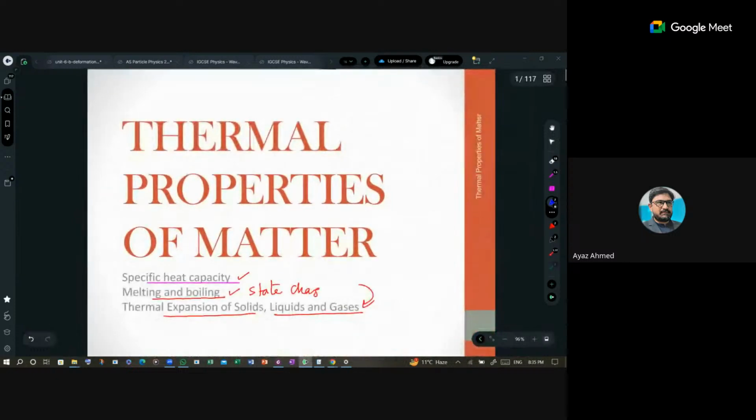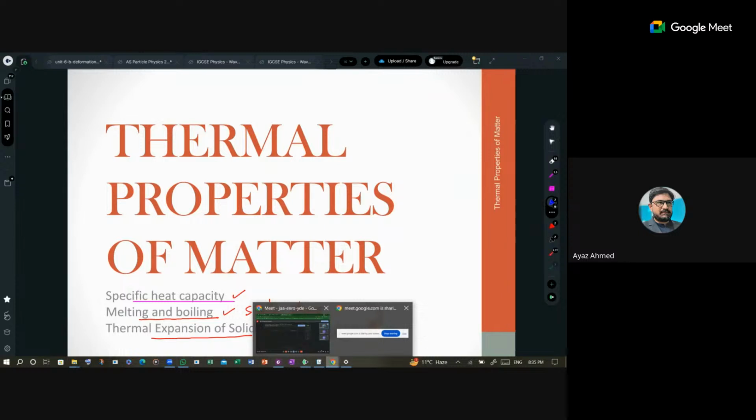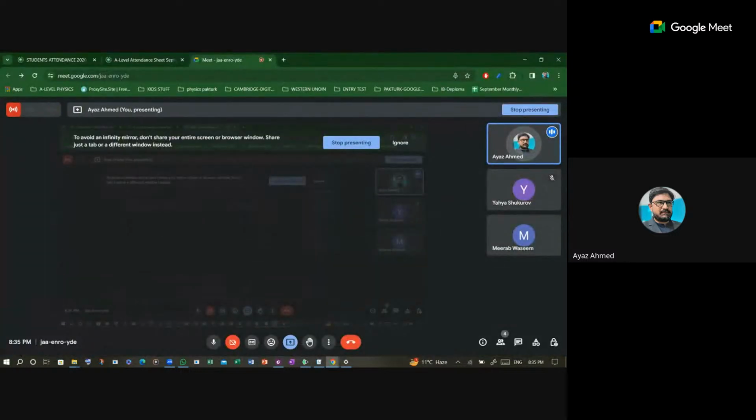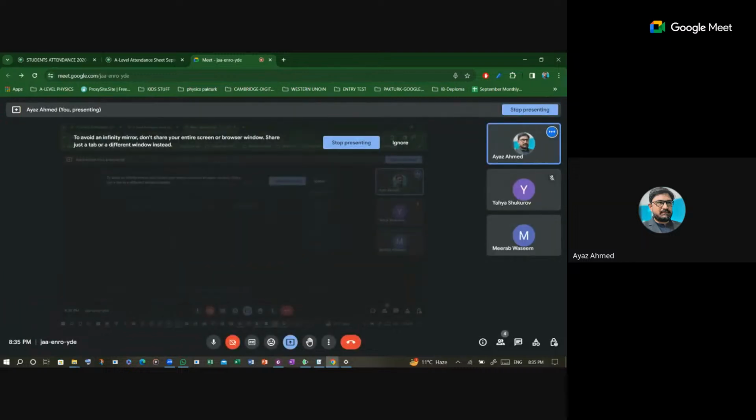It is almost saved. So we are going to stop it over here. Next, inshallah, we will do thermal capacity. Today I made it a bit slow because we had to complete this.